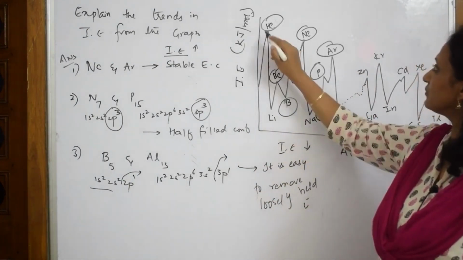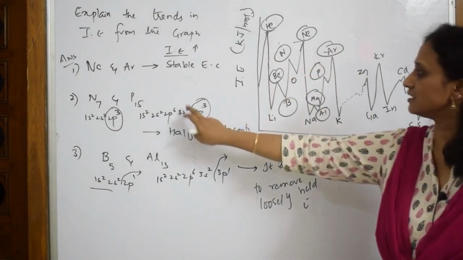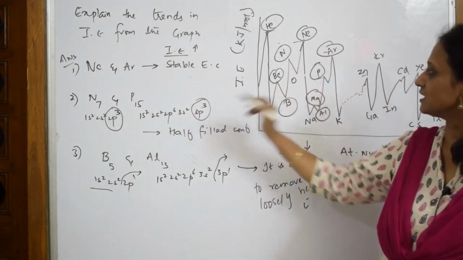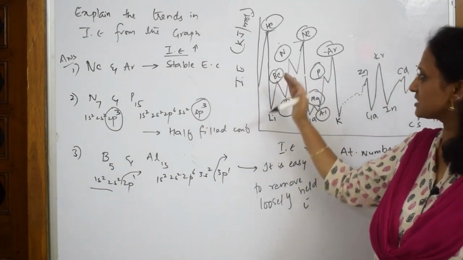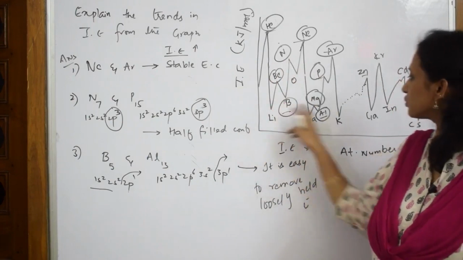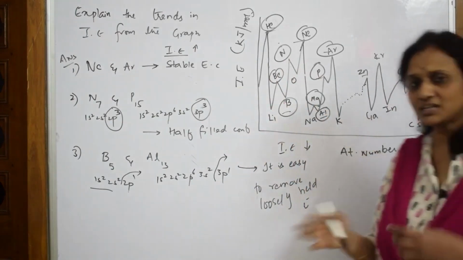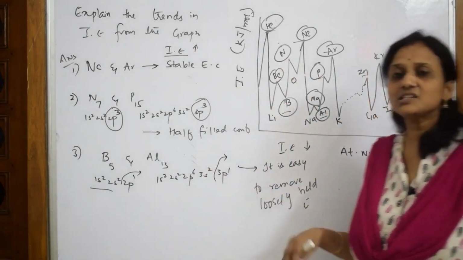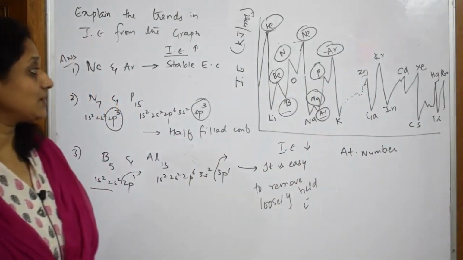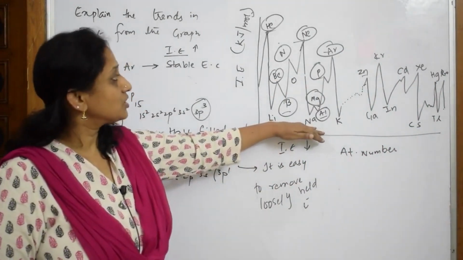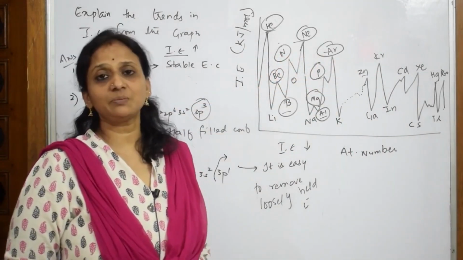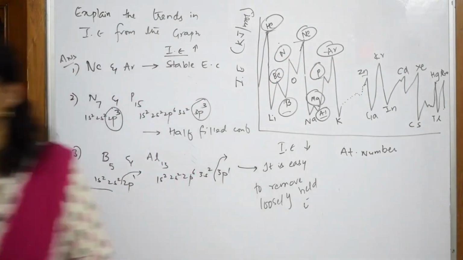So we have discussed helium, neon, argon here. We have discussed nitrogen, phosphorus, zinc and all these here. Beryllium also comes in the same category, height. Then I have discussed two depths, that is boron, aluminium, potassium, gallium. If you write the configuration, the reason would be the same. It is easy to remove a loosely held electron. That's the reason ionization enthalpy values are low for these. Because of the completely filled as well as stable configuration, the ionization enthalpy values are higher for them.